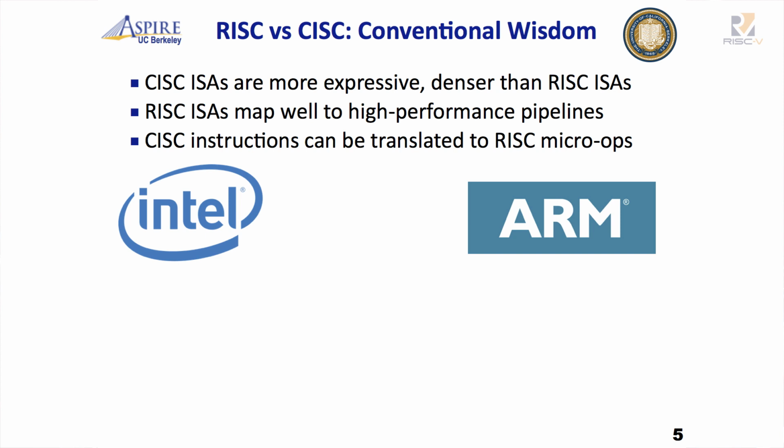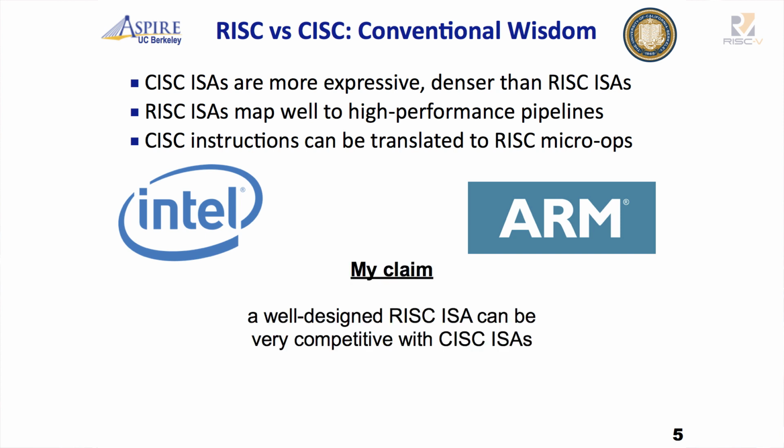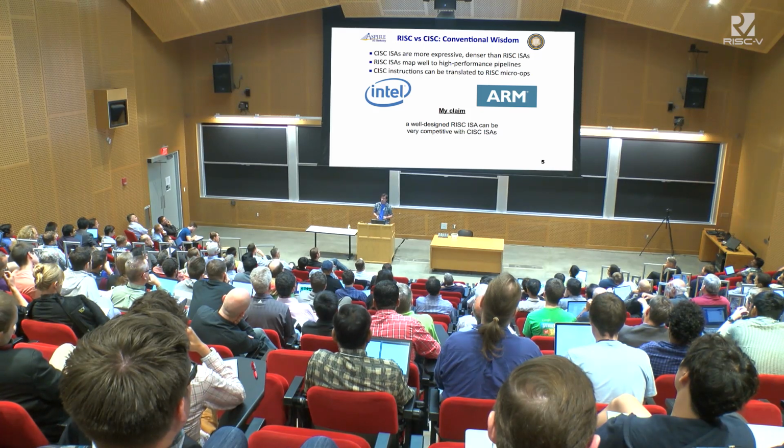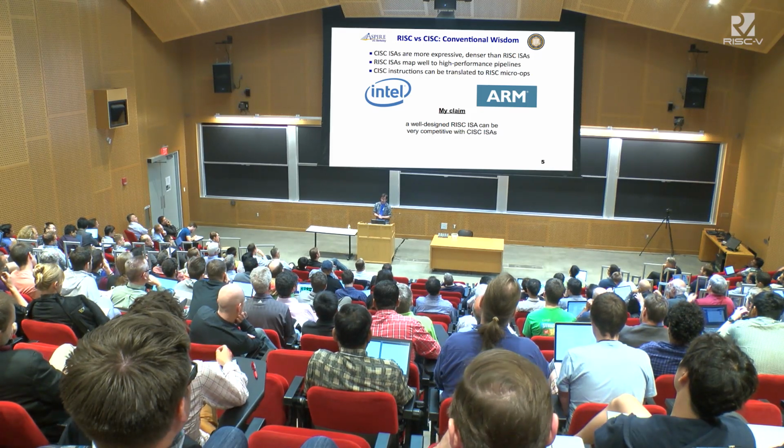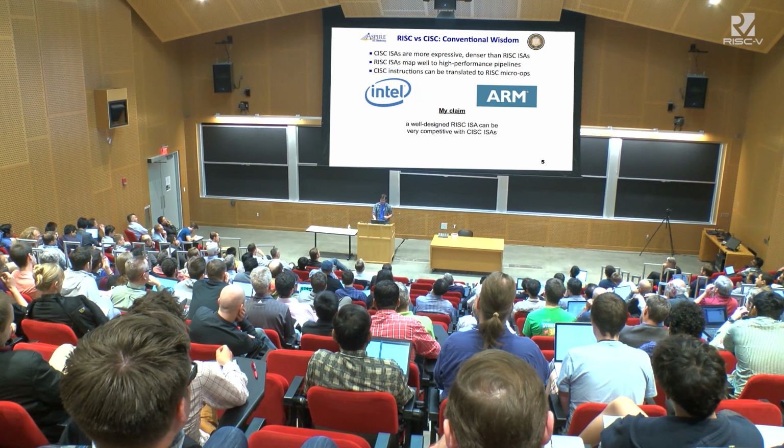So my claim is that a well-designed RISC ISA can actually be very competitive with CISC ISAs. In particular, a well-designed RISC ISA can be denser, fewer instruction bytes per program, and higher performance, fewer operations per program. We'll see if the data bears that out.